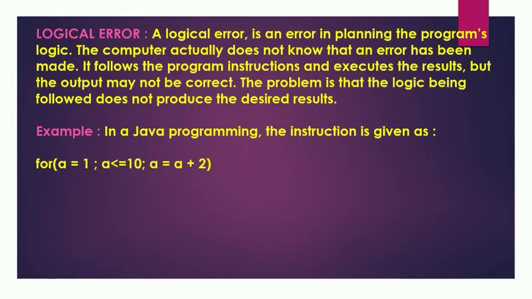Now the present value of a is 9, so 9 plus 2 is 11. It will not display 11 because 11 is more than 10. So it will stop here. So it will display 3, 5, 7 and 9, which are all odd numbers.